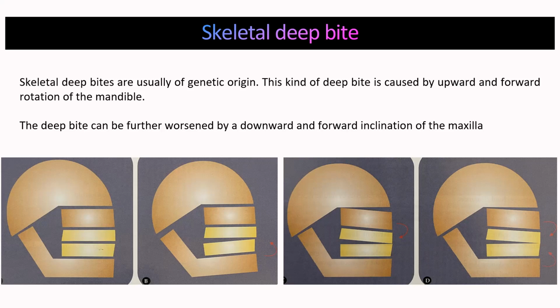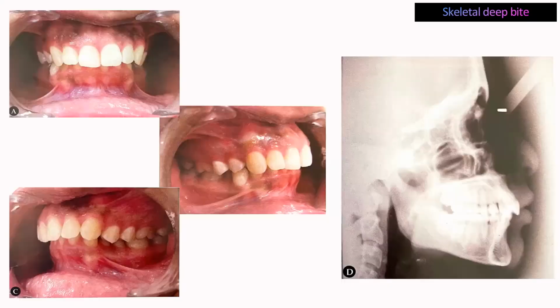This is how a skeletal deep bite occurs. When the mandible turns upward, the mandibular teeth also go up, and that results in deep bite. The same thing happens with maxillary downward rotation. The maxillary teeth come down, you get a gummy smile, you get a deep bite, a skeletal deep bite, and both can occur simultaneously, which is what's shown in figure D. So skeletal deep bite is all about your jaw position, jaw rotation, and growth pattern.